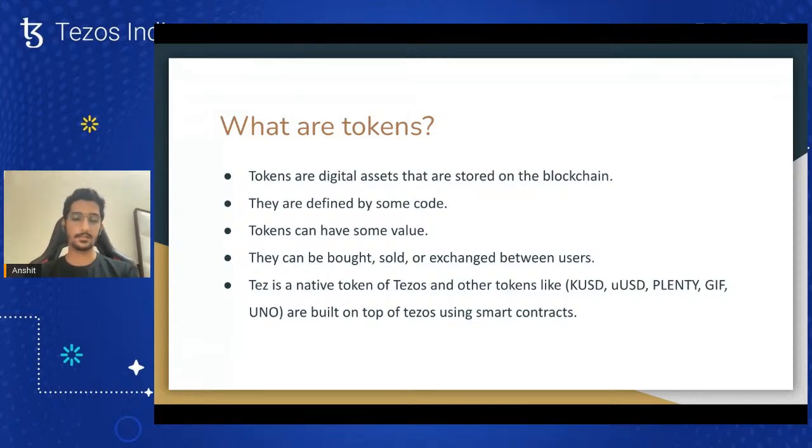So, for example, Tez is the native token of Tezos. It is used to pay for the gas fees and all the transactions that we perform on Tezos. And there can be other tokens which are built on top of Tezos. For example, we have KUSD and UUSD, which are stable coins built on top of Tezos, and Plenty is a DeFi token. GIF is like a DAO token, and Uno is an in-game cryptocurrency on top of Tezos using some smart contracts.